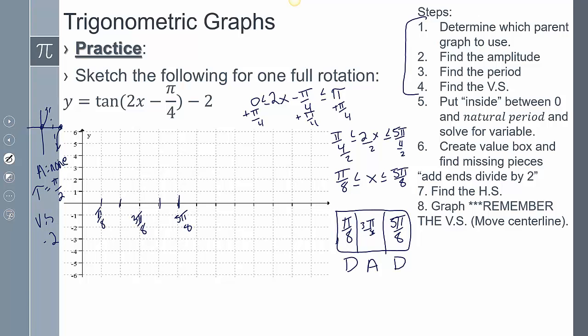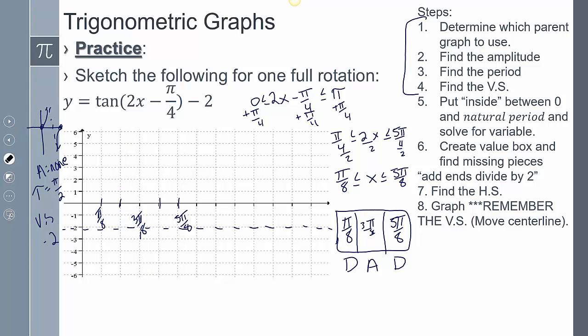My vertical shift is -2. And so following the example here, that means at pi eighths, I have a dot. At 3 pi eighths, it's an asymptote. And then at 5 pi eighths is another dot. Remember, it's on the center line. And so drawing the same sketch as my parent graph, there's going to be 1 full rotation for tangent.